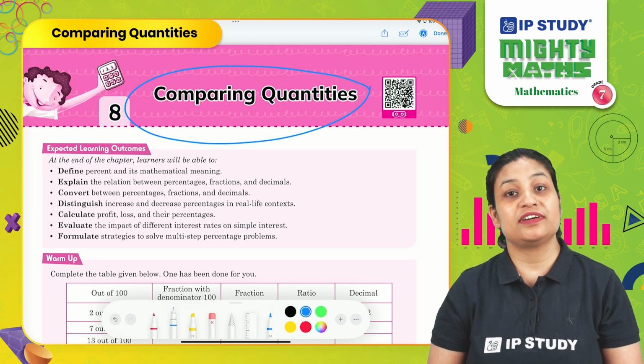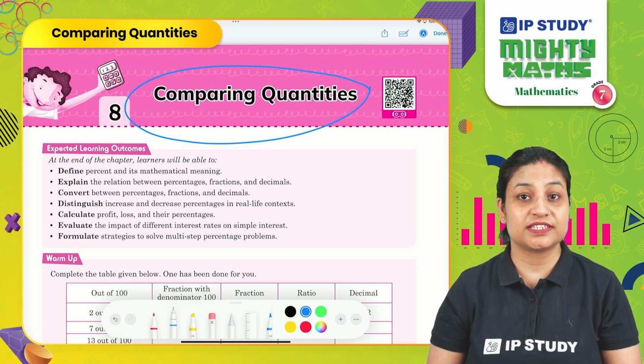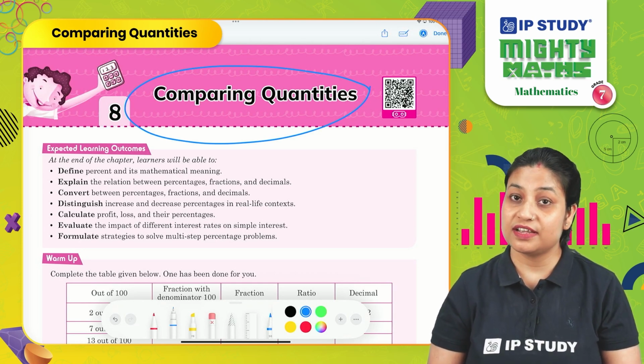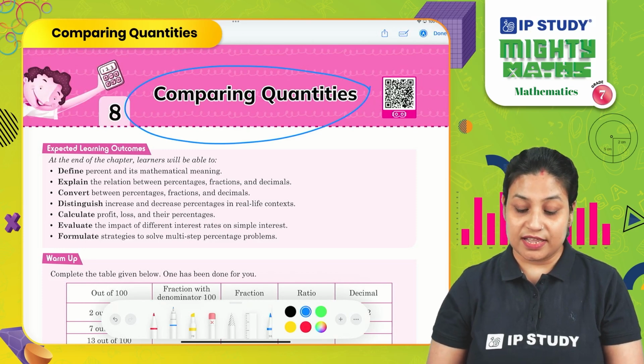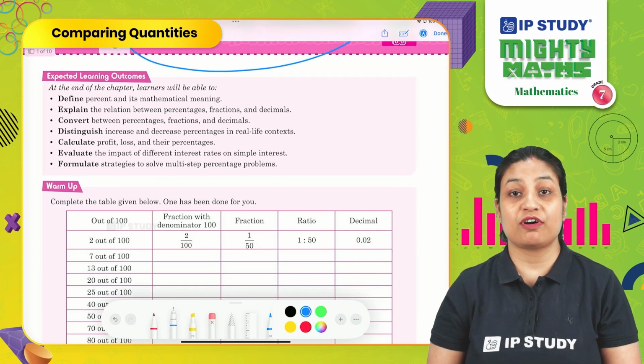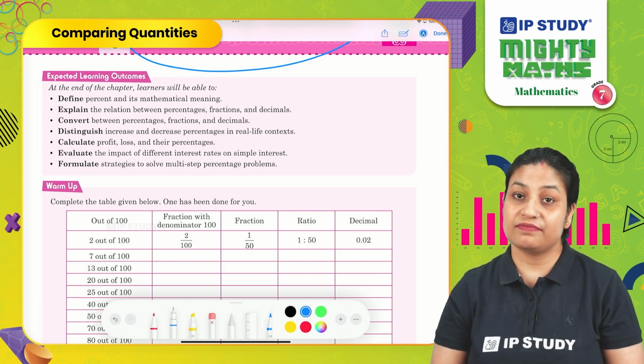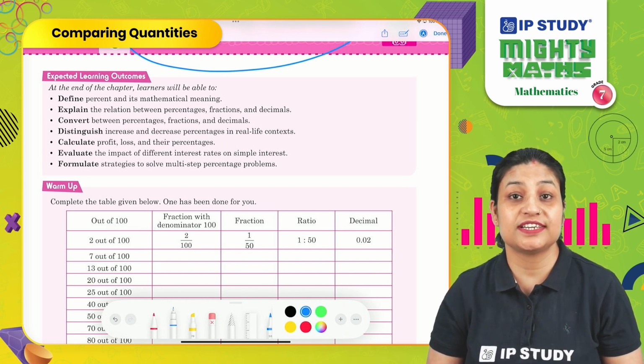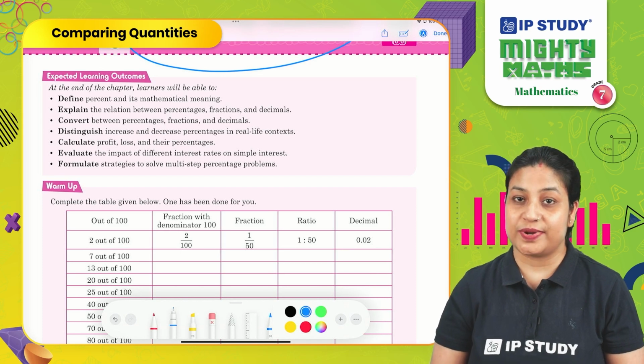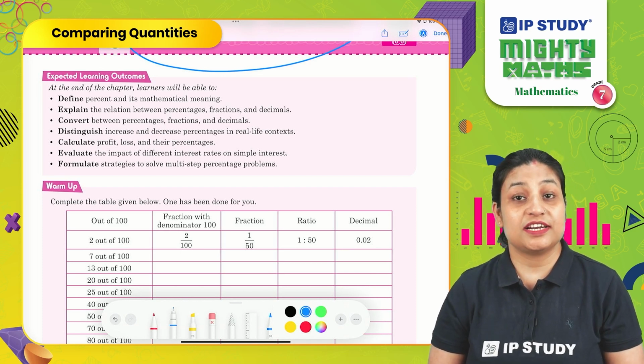Thereafter, we will see different cases where we will be calculating percentage increase and percentage decrease related to quantities. Then we will be discussing about profit loss percentages. Thereafter, towards the end of the chapter, we will be discussing about a very interesting topic, that is simple interest. So without wasting our time, let's start the lecture.